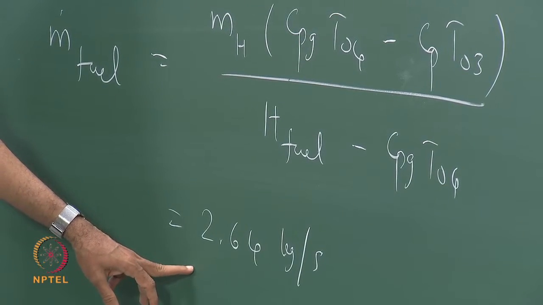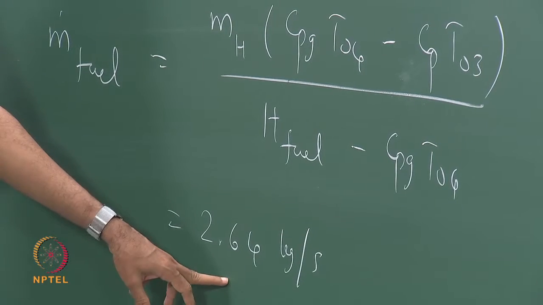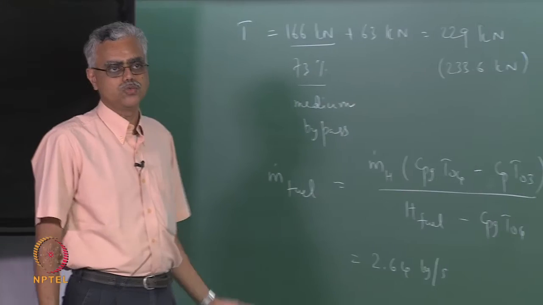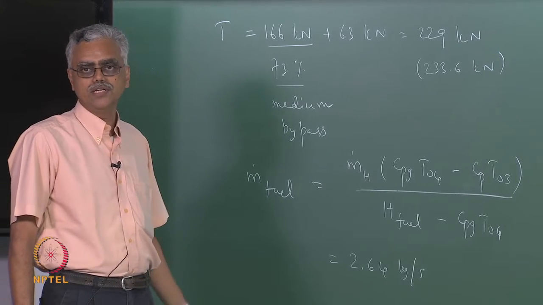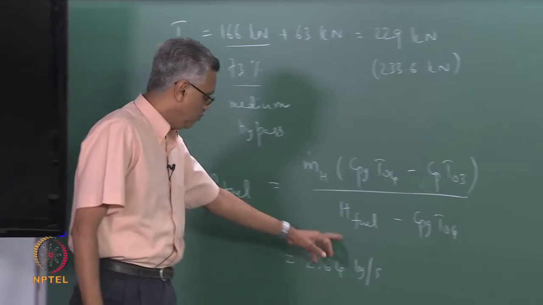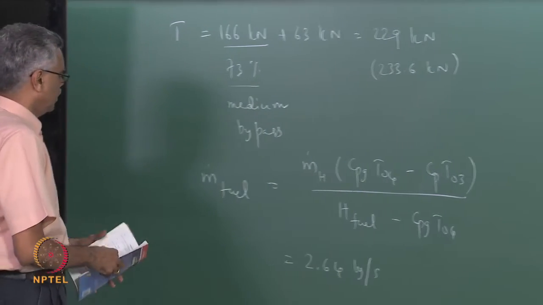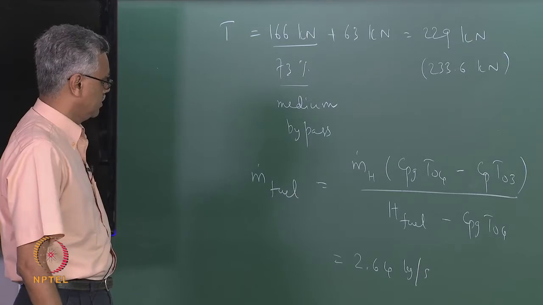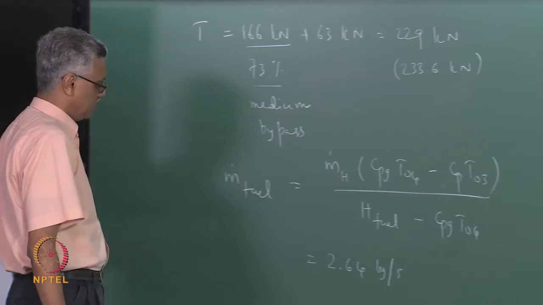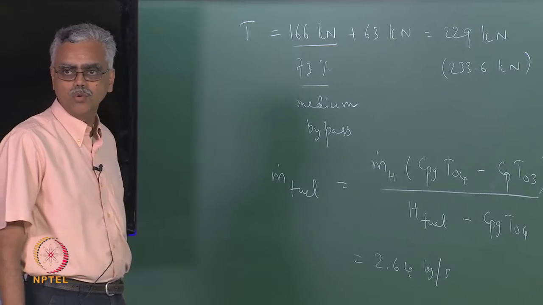And as we suspected earlier, this mass flow rate of 2.64 kg per second is much less compared with the total amount of mass flow rate that goes through the engine. Remember, the air mass flow rate is around 600 kg per second or so. So this is indeed much less than that. So we were correct in neglecting m dot fuel when we add the mass flow rate of air to this. So it is indeed a small number.